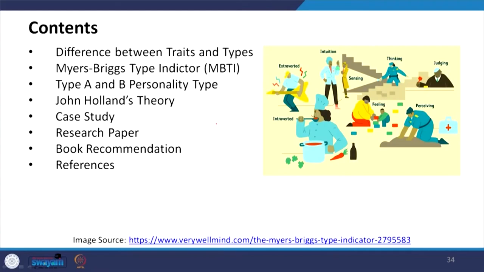In the previous session, we talked about the personality traits. And on the basis of those traits, how to predict these leaders. Then the Myers-Briggs Type Indicator, MBTI exercise is there, Type A and Type B personality, and John Holland's theory, case study, research papers, book recommendation and references as usual.